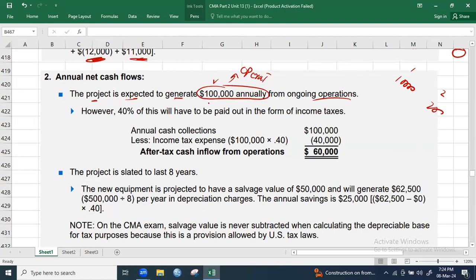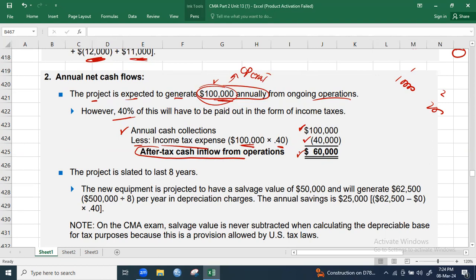And once we have this information, please remember this cash flow is without depreciation. Then we should know what the tax rate is. Let's assume the tax rate is 40%. I'll write annual cash collection, which is 100,000 annual, and from there I'll deduct income tax expense, because on this profit I have to pay tax. I'll take this profit times 40%, and this tax payment I will deduct. So this is called after-tax cash inflows from operations.